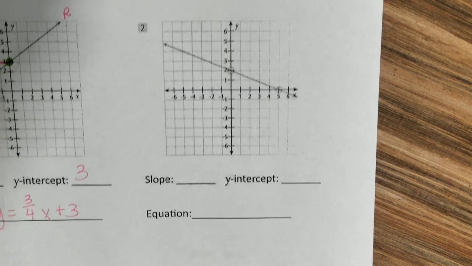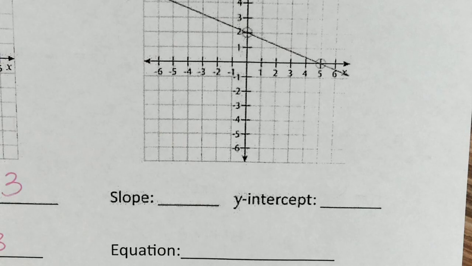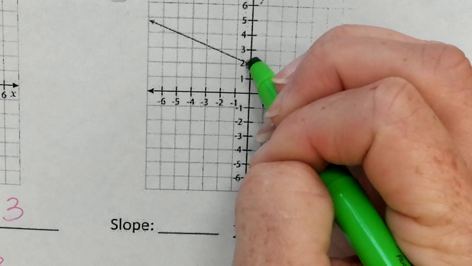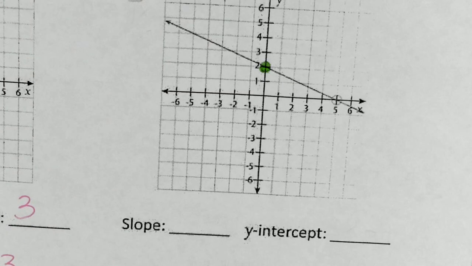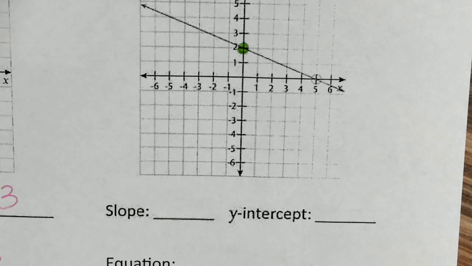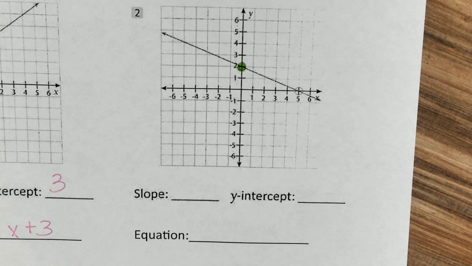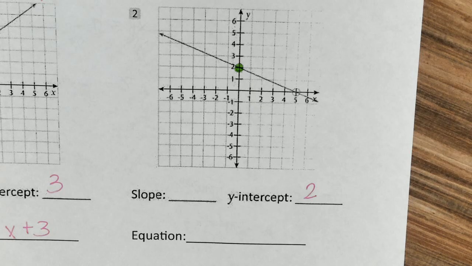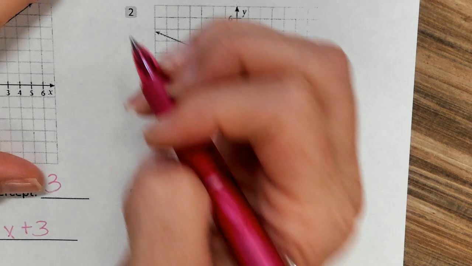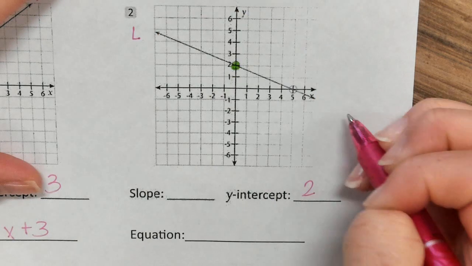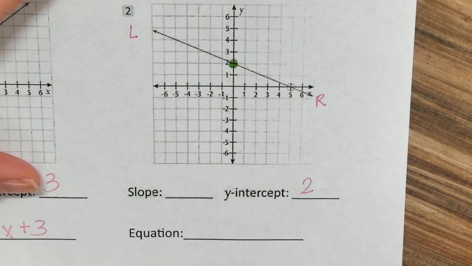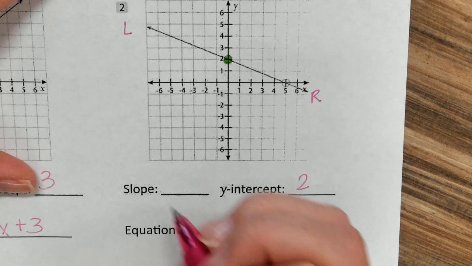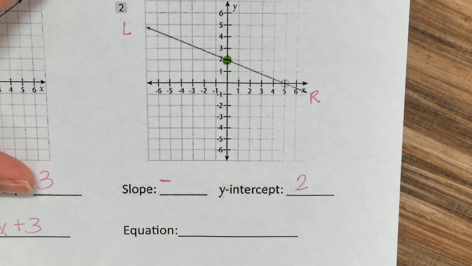I want you to take your highlighter or pencil or whatever and highlight where the line is touching the y-axis. Where is it touching? Is it at positive 2 or negative 2? Positive 2. Let's talk real quick about what Slope Dude would say about this. From left to right, what is this line doing? It's going down. So my slope is going to be negative.